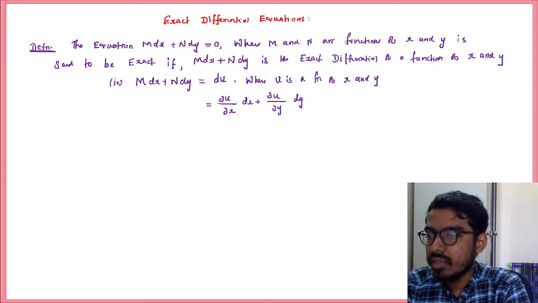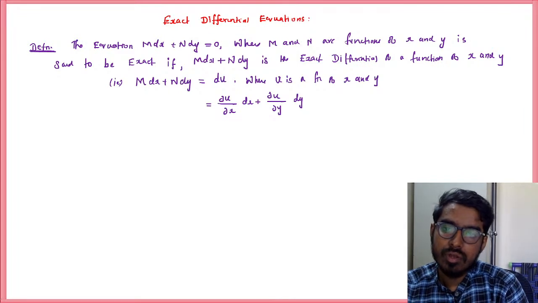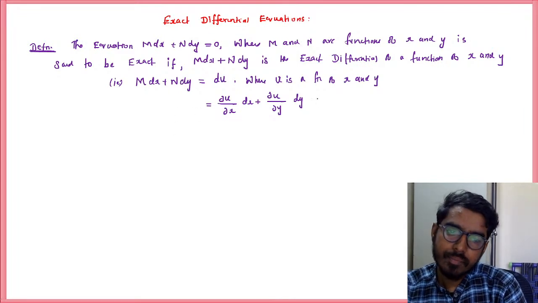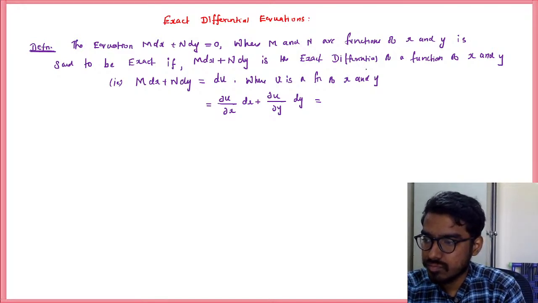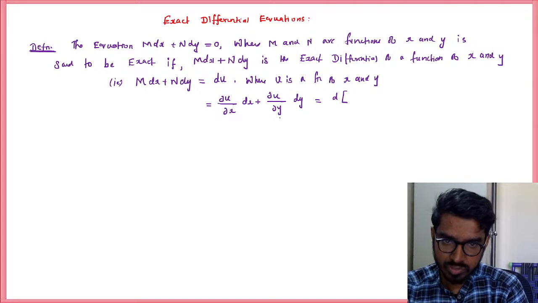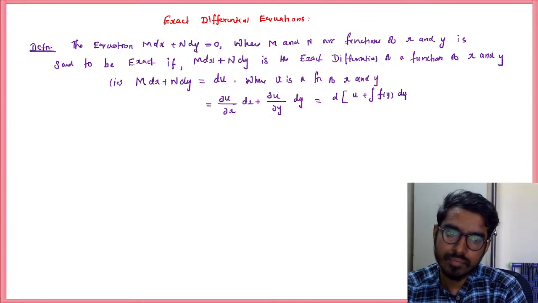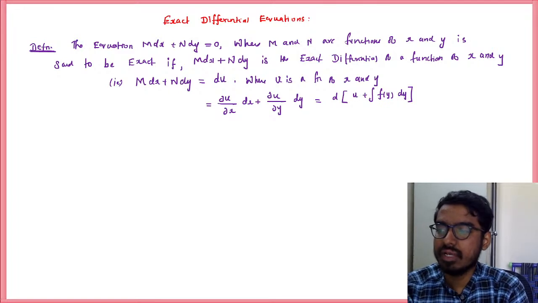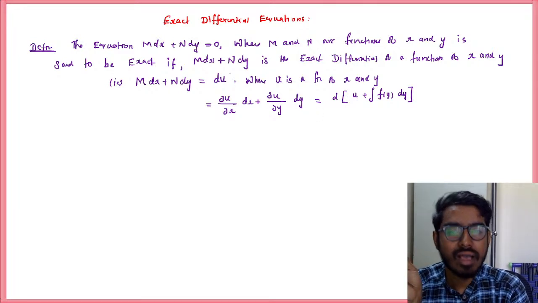We will prove a theorem when an equation Mdx plus Ndy is equal to 0. So you can see this can also be written as d of u. All three are equivalent: du, dou u by dou x dx plus dou u by dou y dy, d of u plus integration of f of y dy. This can also be written like this. All three are equivalent, but just understand the definition.